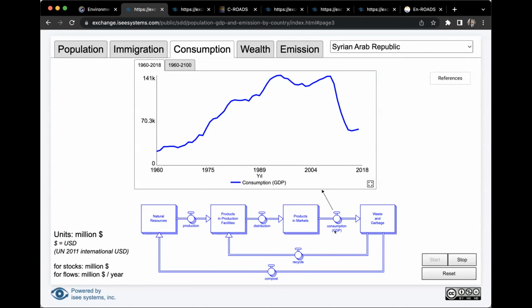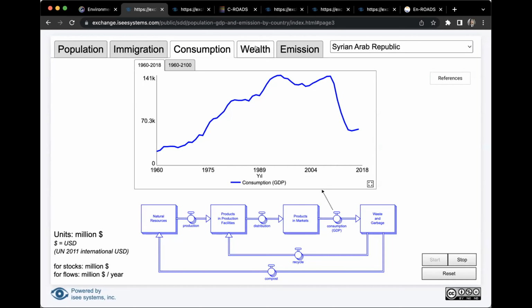And then we defined GDP as the country's consumption amount. So if a country has a higher GDP, this means that this country is also consuming a lot. So we tried to discuss these concepts by comparing them with other countries as well.